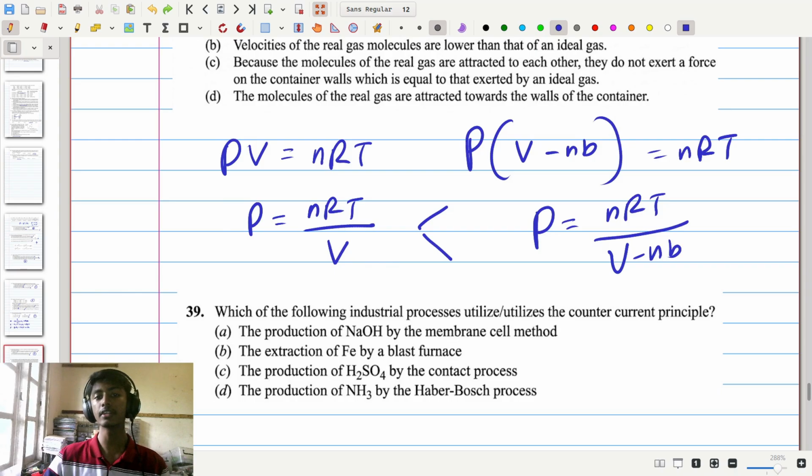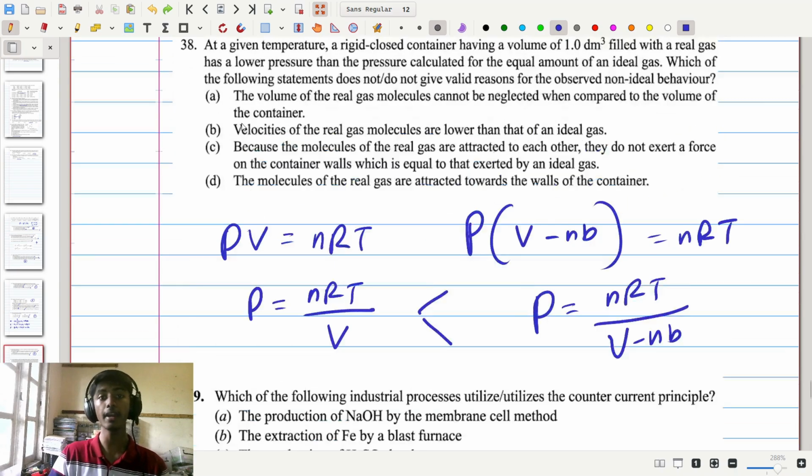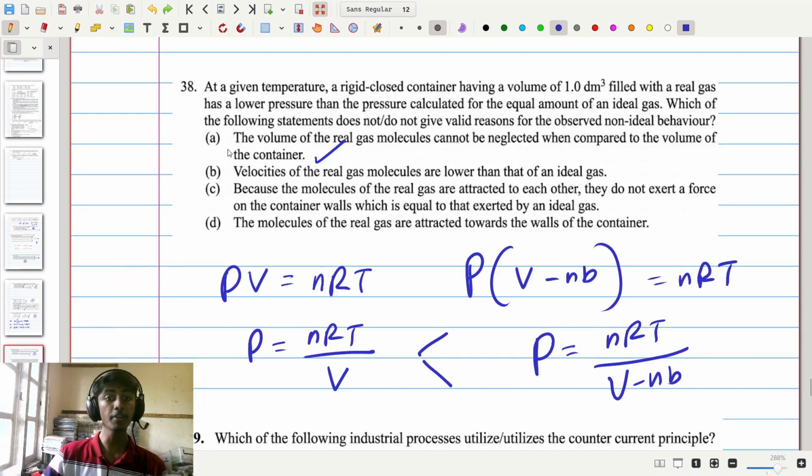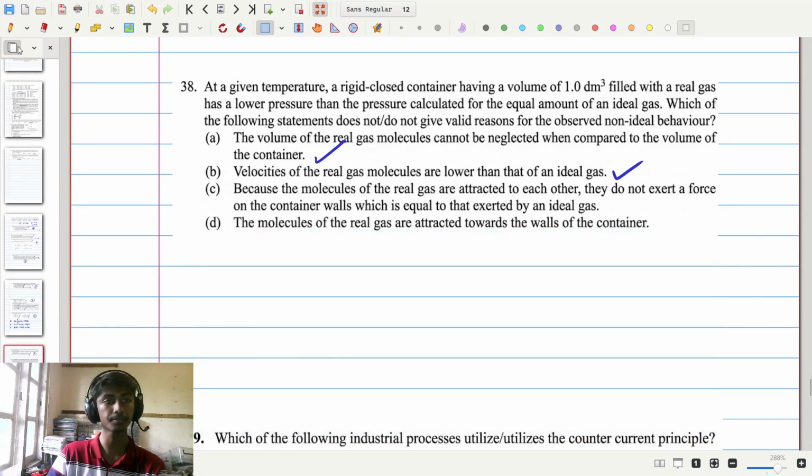Due to that, the real gas would have a higher pressure and not a lower pressure, which means that this one does not give a valid reason and is therefore a correct answer. Now moving on to statement B, it says velocity of the real gas molecules are lower than that of the ideal gas. Now this statement is directly wrong and is therefore a correct answer because at the same temperature, both the real gas molecules and ideal gas molecules would have the same exact velocities. Due to that, the argument here is incorrect.